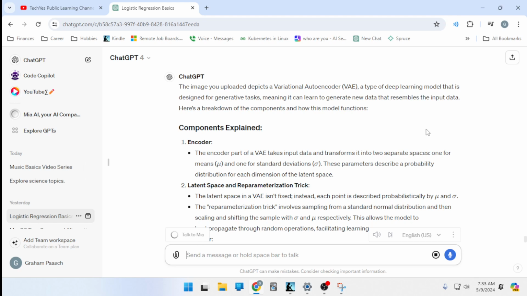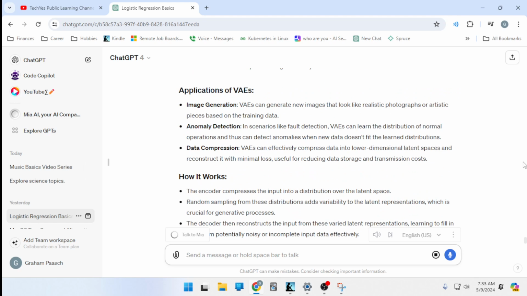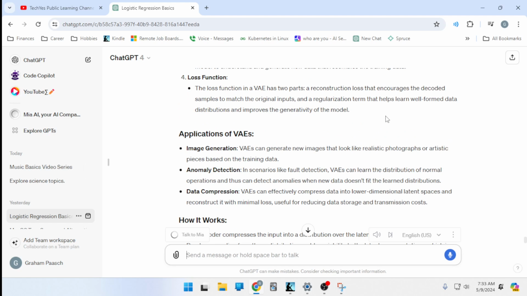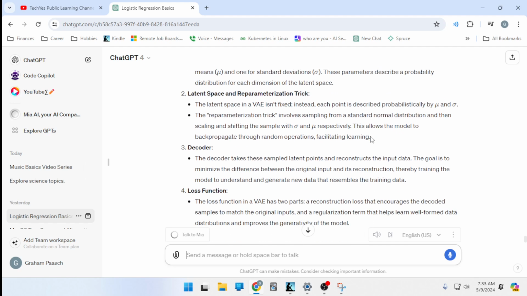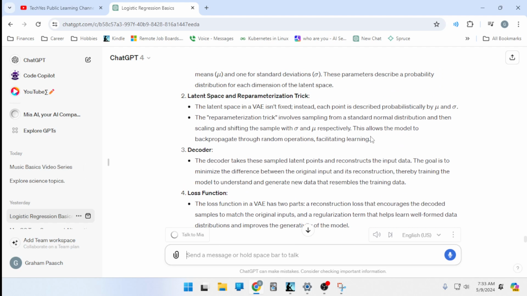Latent space and reparameterization trick. The latent space in a VAE isn't fixed. Instead, each point is described probabilistically by mu and sigma. The reparameterization trick involves sampling from a standard normal distribution and then scaling and shifting the sample with sigma and mu respectively. This allows the model to backpropagate through random operations, facilitating learning.